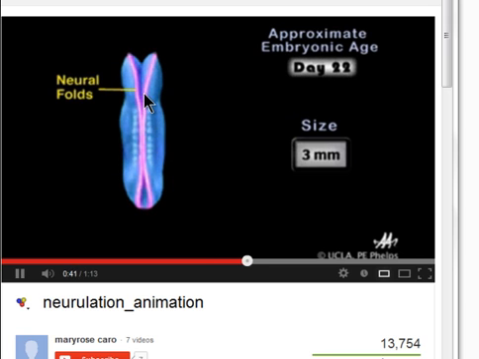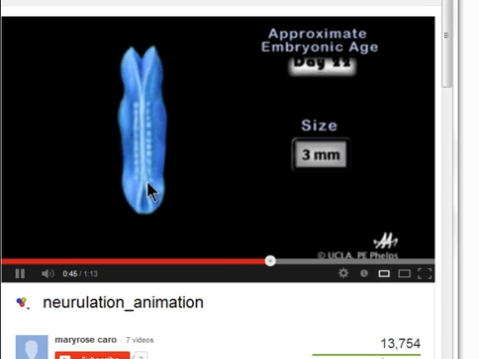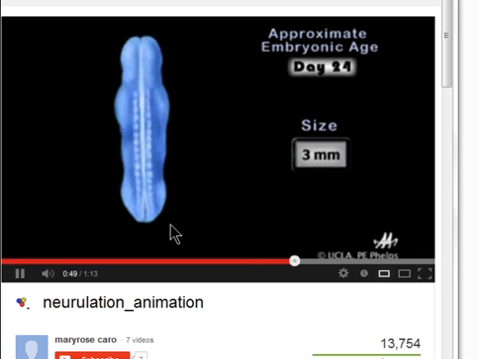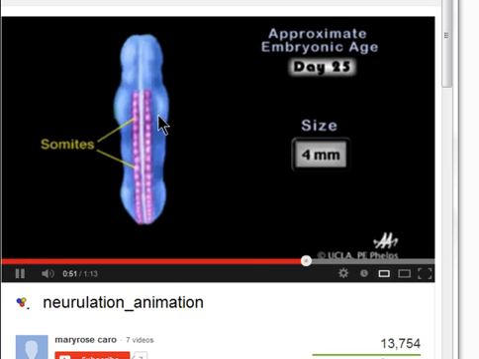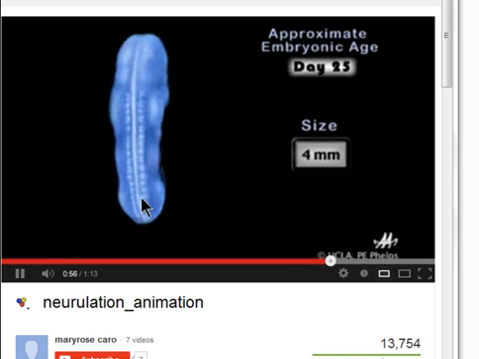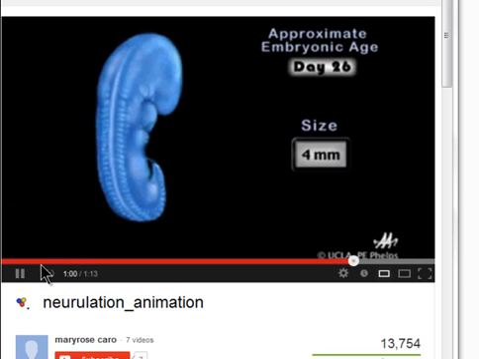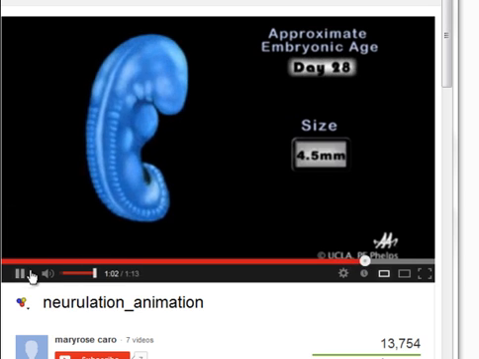Okay, these folds are which will give rise to something known as neural crest cells, which you'll see later in your PowerPoint slides. So notice how you have muscle or somites on either side of this developing brain and spinal cord. Okay, so now you can see how it's a tubular embryo.